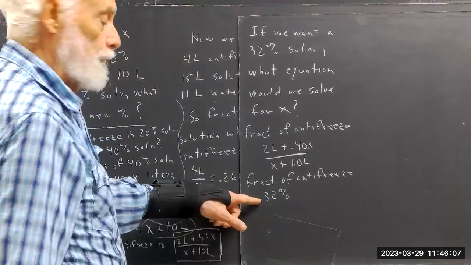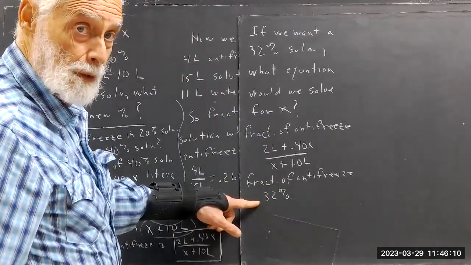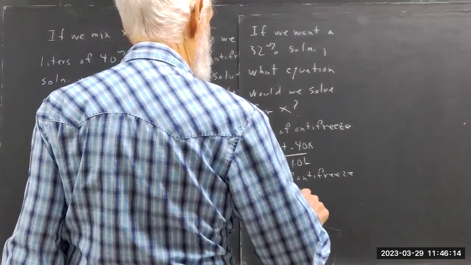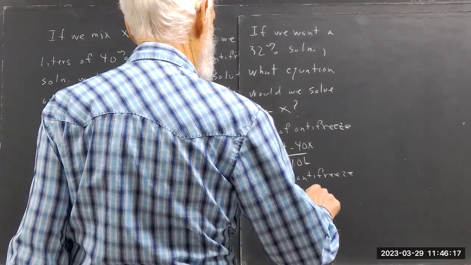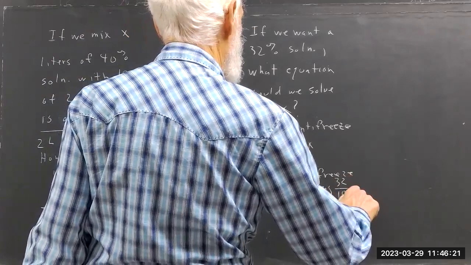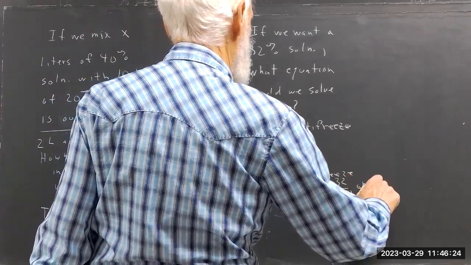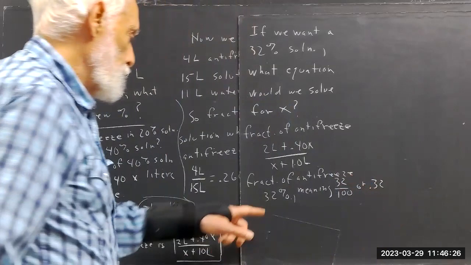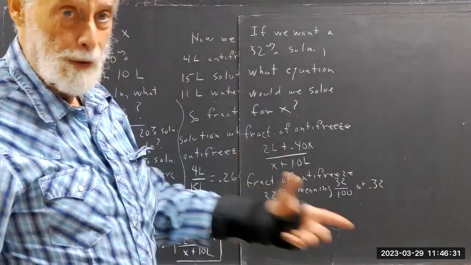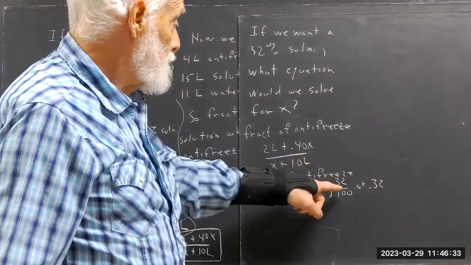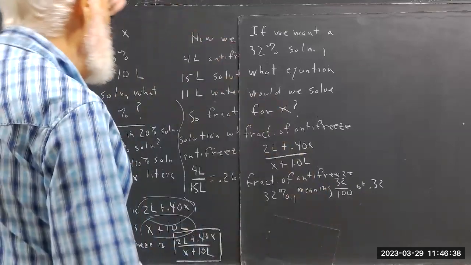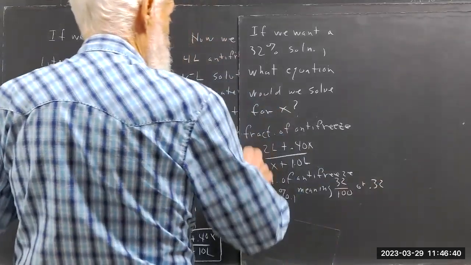The fraction of antifreeze is 32%. And what does 32% mean? Make sure we understand that. Thirty-two percent is a fraction. It means 32 per 100. Per 100, I'm sure you know that. So that means 32 over 100, but that's easy to write as a decimal, 0.32. So we're going to use the decimal form for all this.